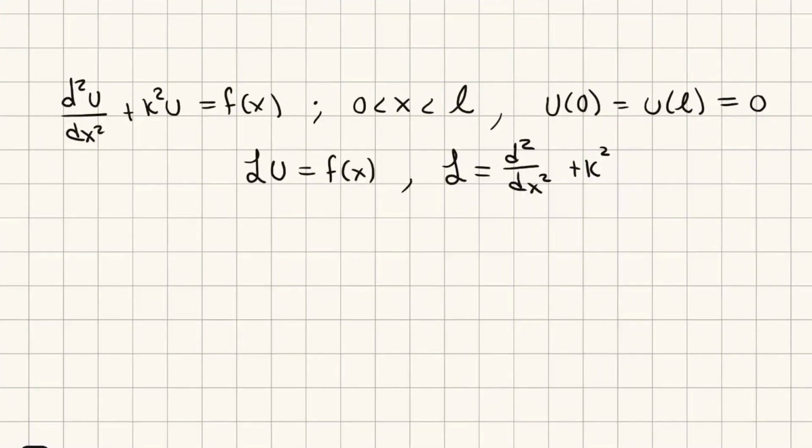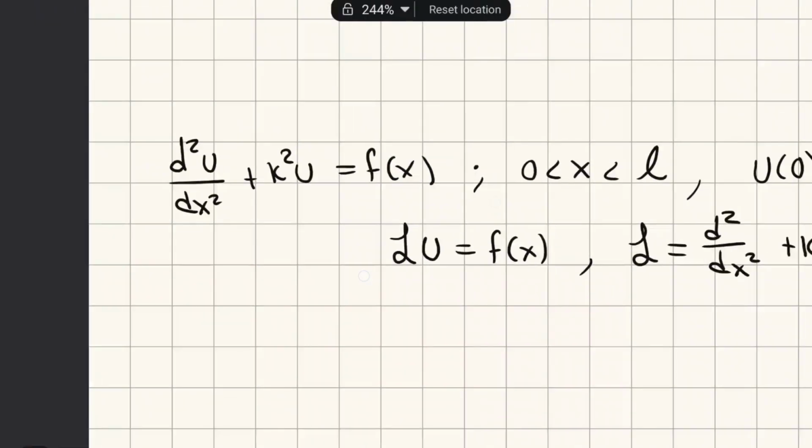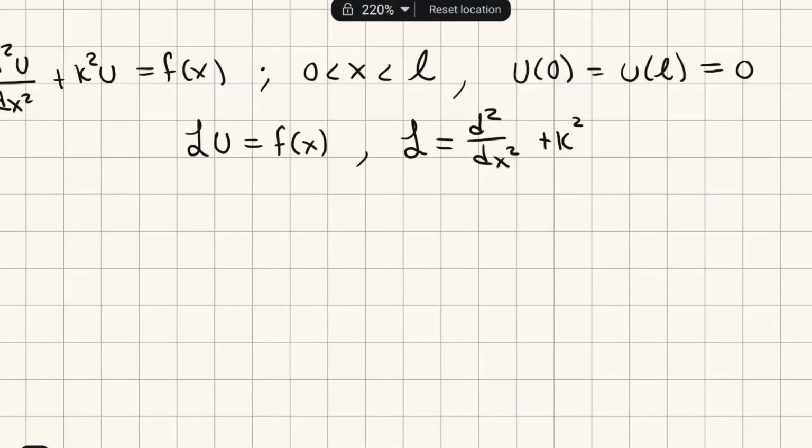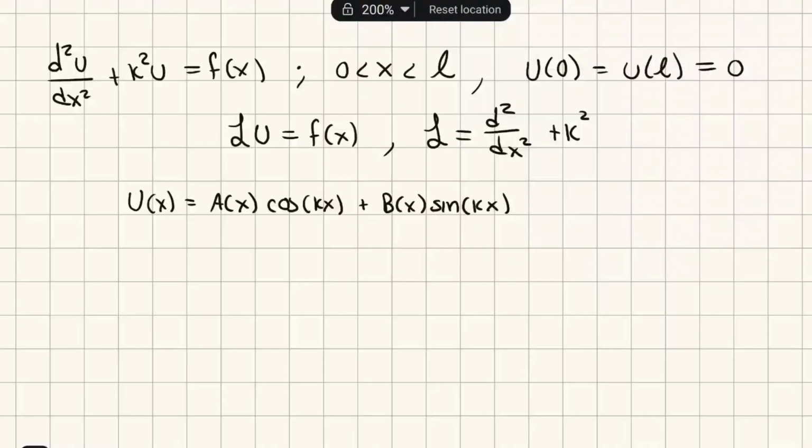So we can immediately identify that this differential equation has the structure of a harmonic oscillator, right? In this case, we know that we can propose a solution of the form u of x equals a of x times cosine of kx plus b of x times sine kx, like this. What we are going to do is use the method of variation of parameters to find two equations that will allow us to find what these a of x and b of x are.